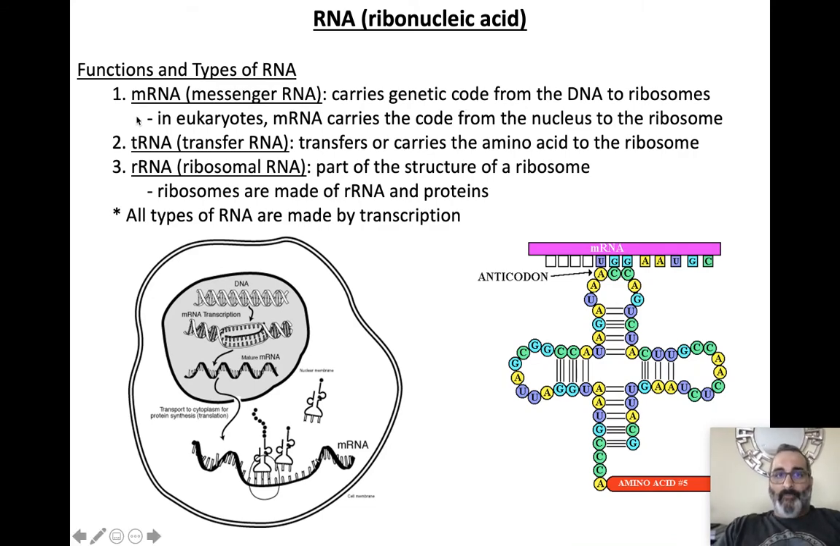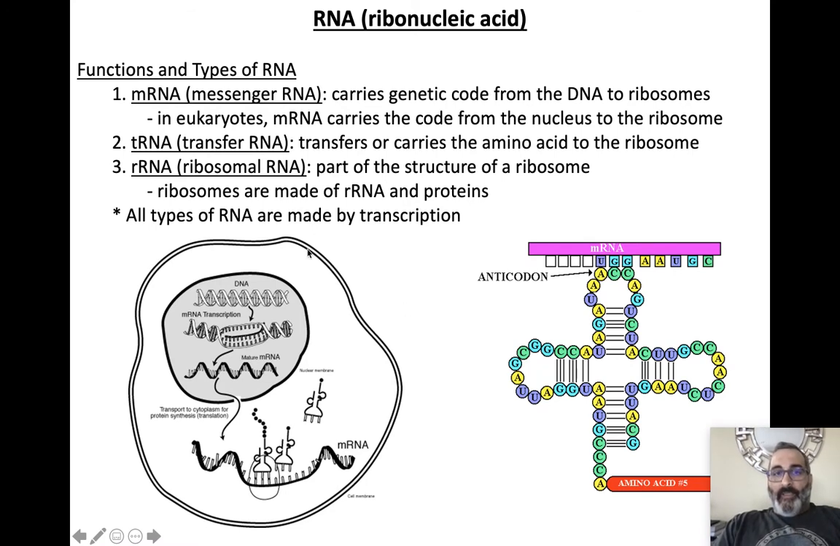Okay, so mRNA, the message, gets from the nucleus to the ribosome, right? tRNA carries the amino acids to the ribosome to build the protein, and rRNA, that is what the ribosome is structurally made out of, right? Let's begin. Next one.